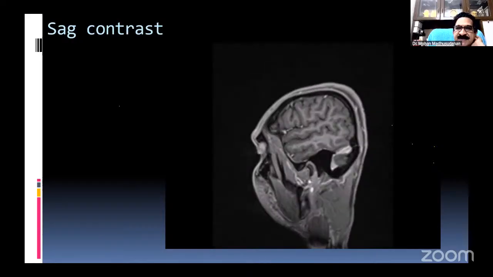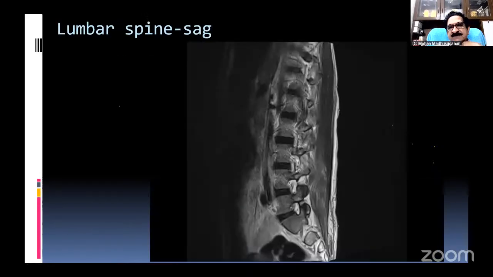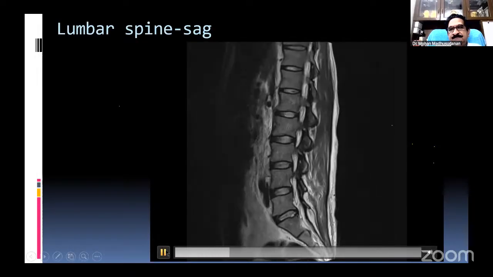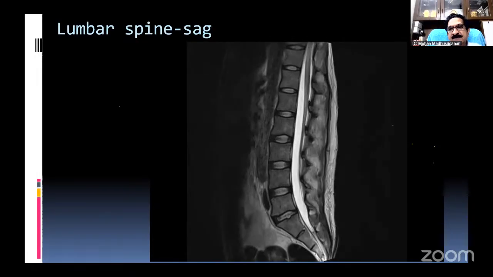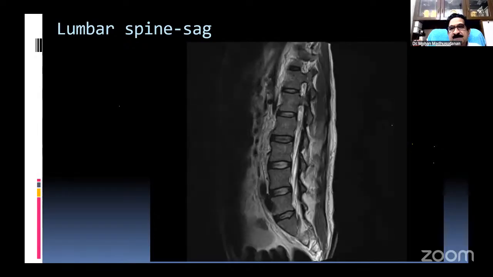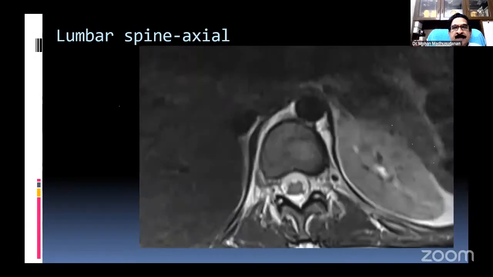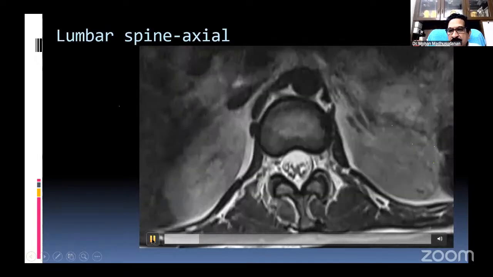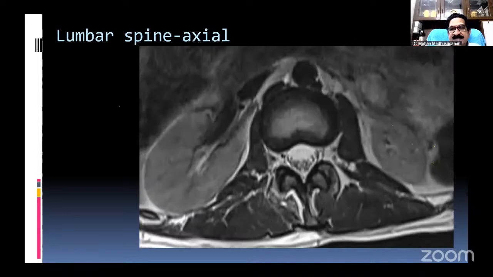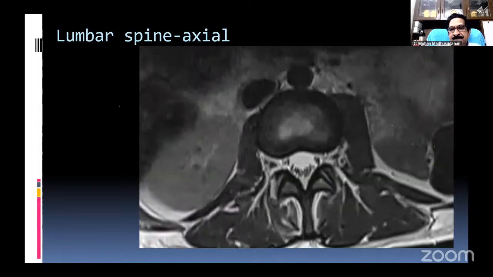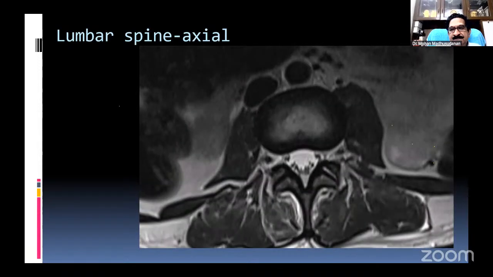No contrast in spine. Now, MRI spine was also repeated. This MRI spine, lumbar cord was normal. If you look at the lumbar axis, the lower cord is affected, but the cauda equina is intact. There is no lesion in the cauda equina.